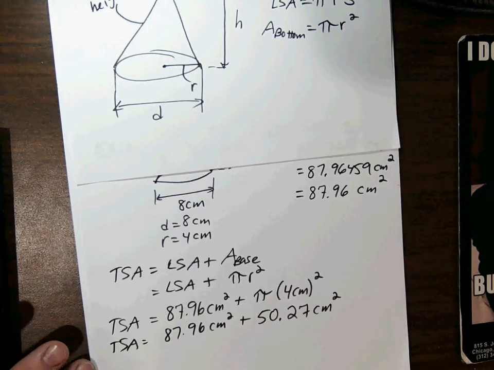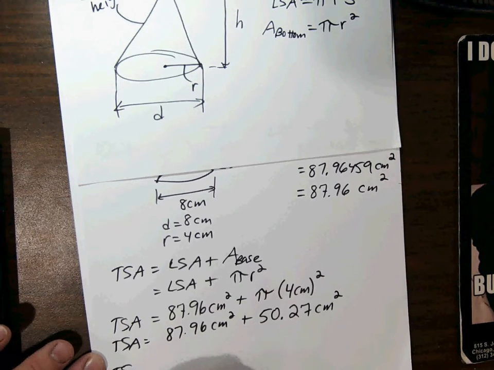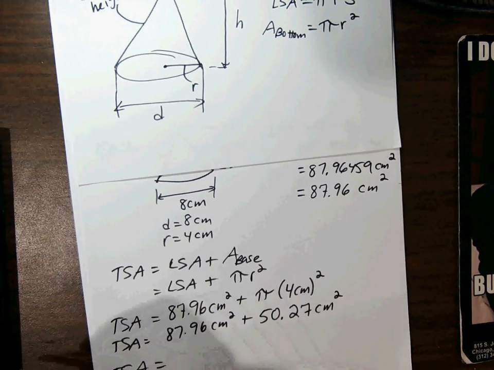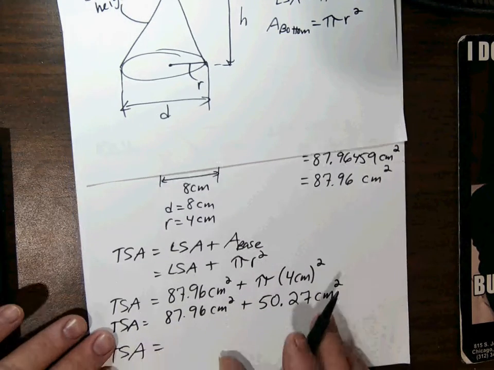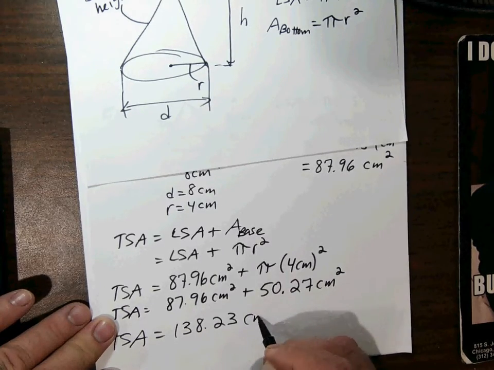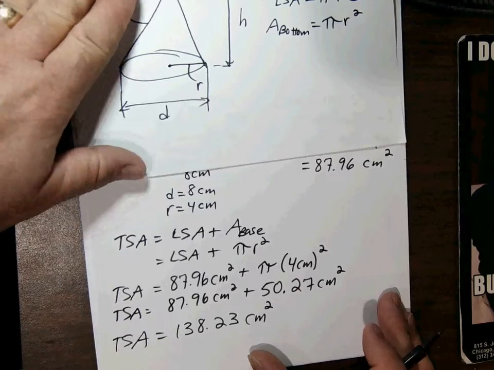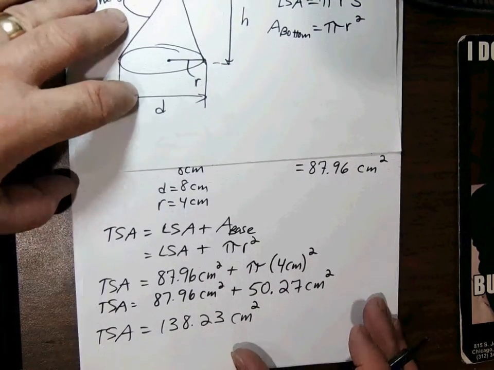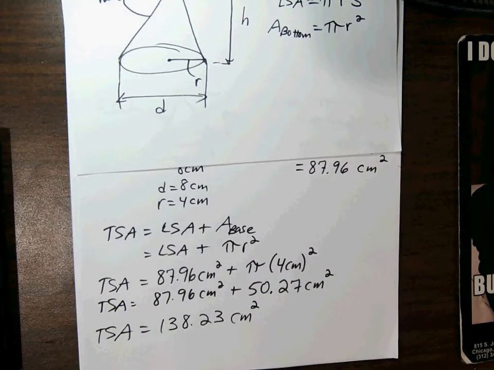Okay, so finally, TSA equals total surface area. I'm going to add those two things together. And what am I going to get here? I'm going to get 50.27 plus 87.96. I'm going to get 138.23 square centimeters. Okay? And there we go. Alright.